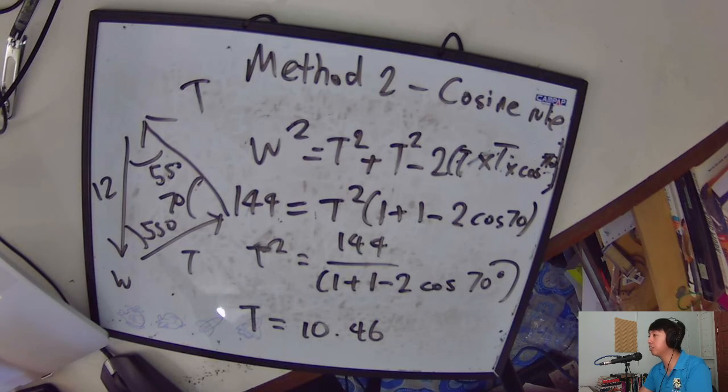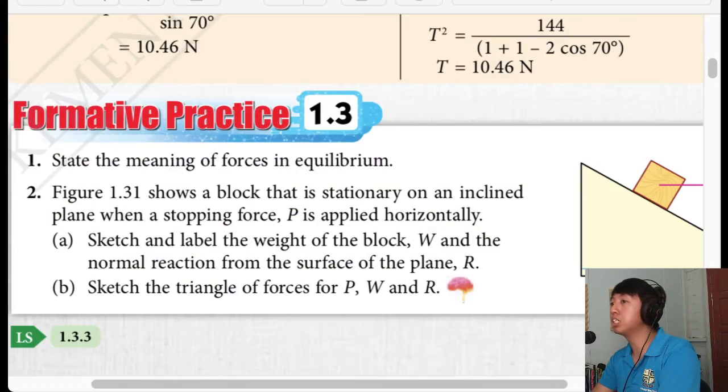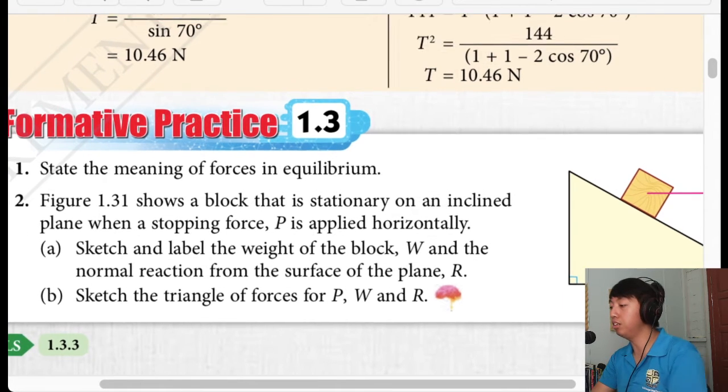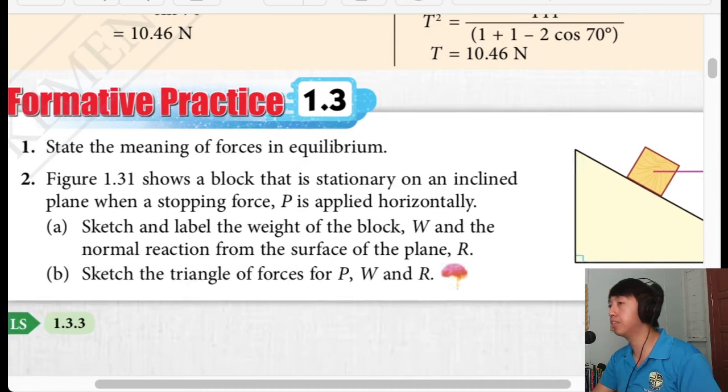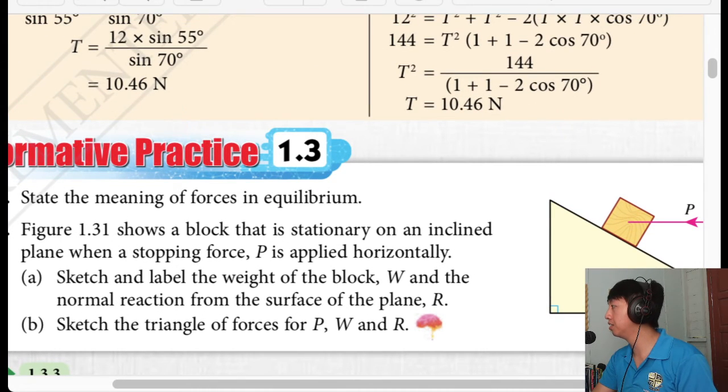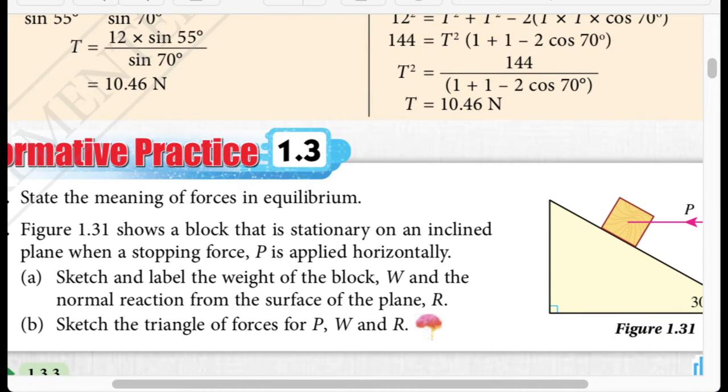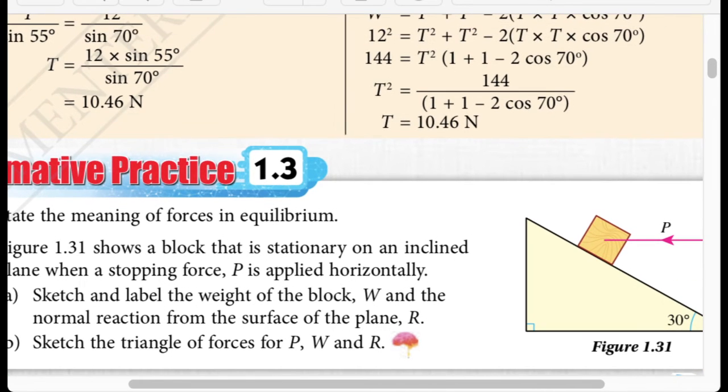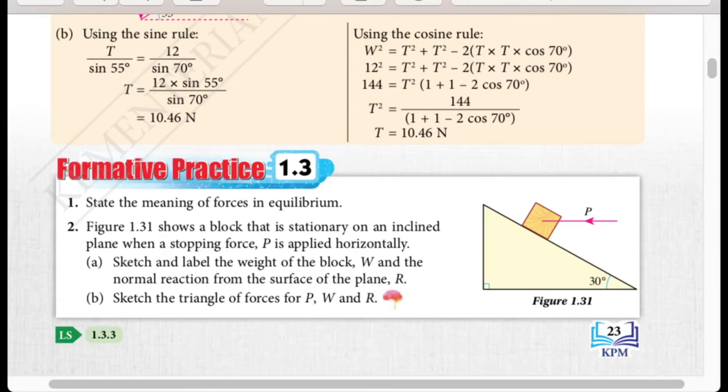No questions? Okay, so if you have no questions, then go ahead and do formative practice 1.3. If you have your textbooks, then you should be able to see it. Let me just zoom out a little bit. So go ahead and try to do formative practice 1.3 and do question number 2.